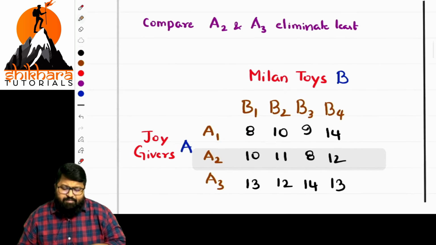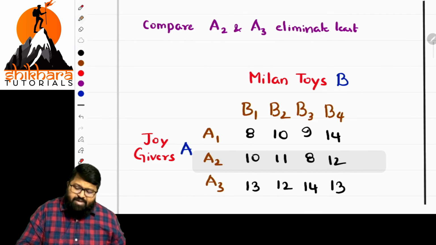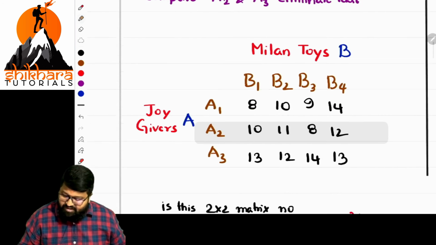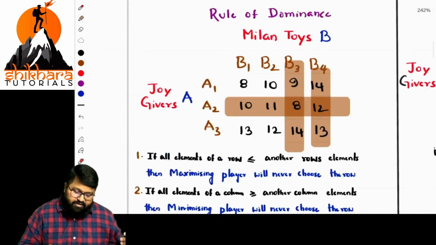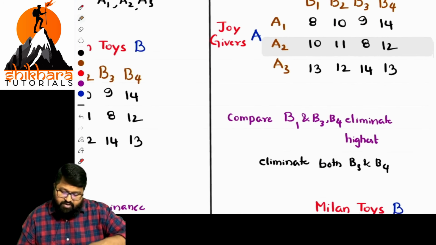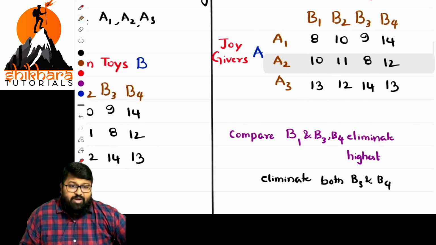Sir, we compared A2 and A3, and we will make A2. That is clear. If it is done, is the order of the matrix 2 by 2? No. So until then, we have to repeat the process. So when we are repeating, now we are comparing B1 and B2, B3, B4.